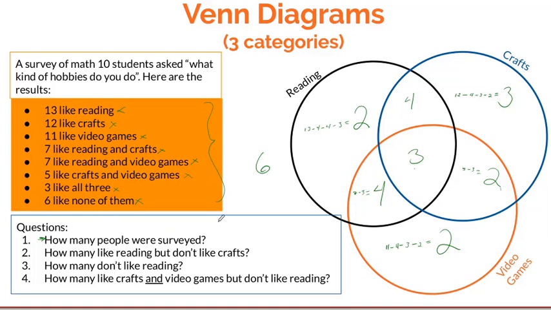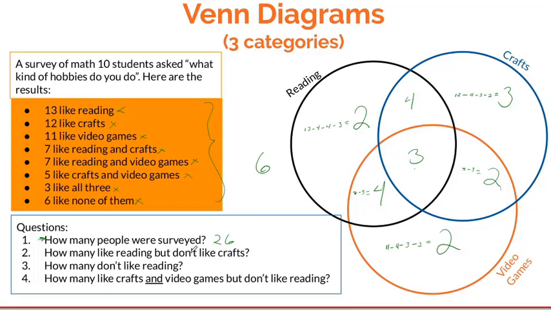So how many people were surveyed? Well, let's just start adding them up. I've got 2 plus 4 plus 3 plus 4 plus 3 plus 2. That's 18. Plus 2 more is 20. Plus 6 is 26.